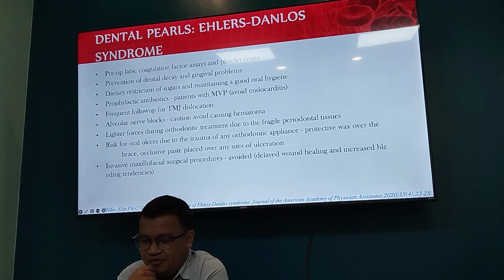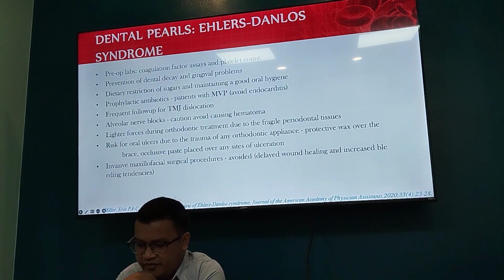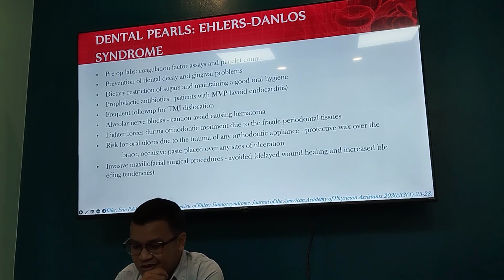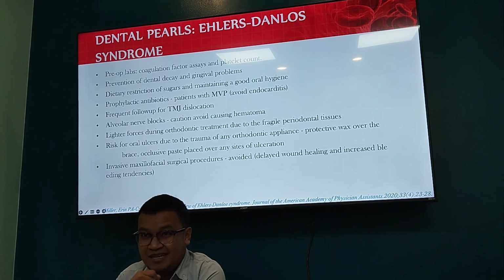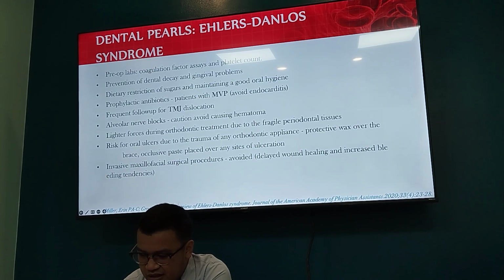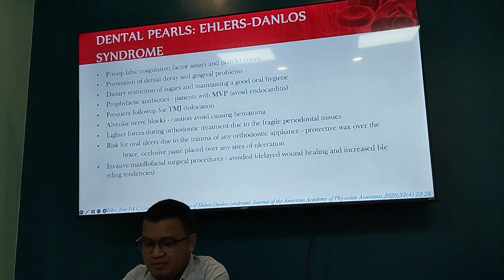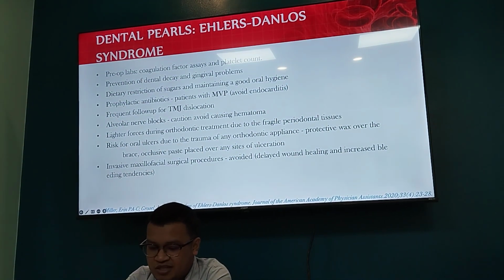The prophylactic antibiotics are indicated in these patients with mitral valve prolapse because they can cause endocarditis. To prevent the risk of endocarditis. Shorter duration of dental visits is preferred to avoid causing TMJ problems like dislocation. So frequent follow-up is advised. Alveolar nerve block should be given with great caution to avoid causing hematoma formation. Lighter forces should be used in orthodontic treatment due to the fragile periodontal tissues and considering that teeth tend to move faster.